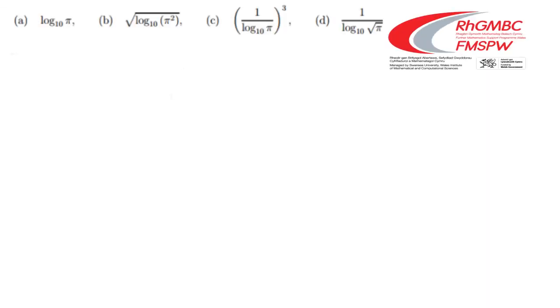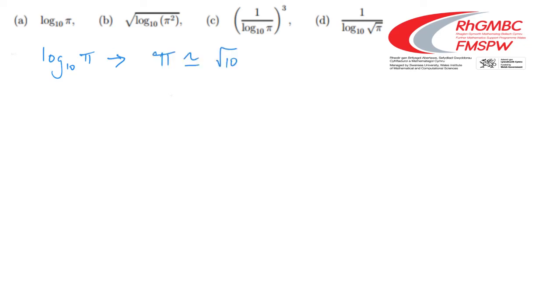In this question, we need to consider which of the given expressions has the smallest value. In order to do this, we will consider the value of each expression in turn. The first expression is log base 10 of pi. Initially, we should note that the value pi is smaller than 10, and in fact, pi is a reasonable approximation for the square root of 10.